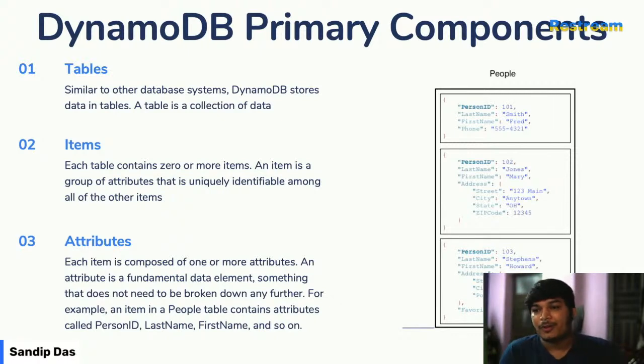A field. For example, an item in the people table contains attributes such as person ID, last name, first name, just like we explained. So first are the attributes, say person ID, last name, first name, address, could be whatever it is. A bunch of these attributes make up the records, or items, and in a table we store multiple items. Now this is the very basics. If you are going to work with any database, not just DynamoDB, this is the minimum basics.